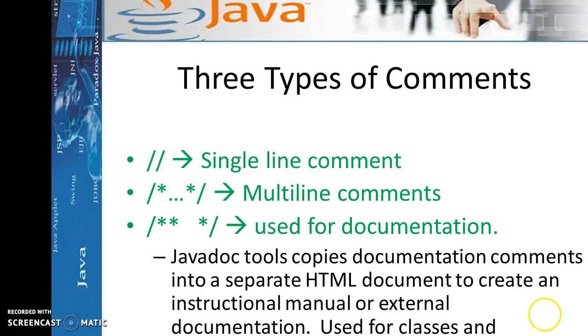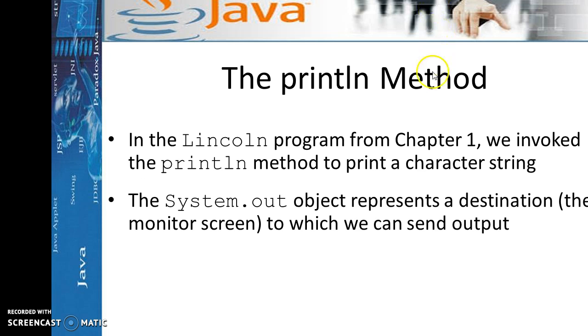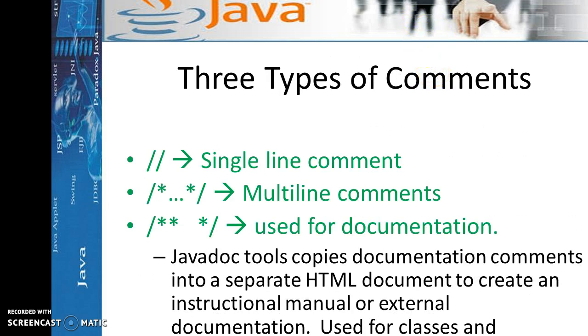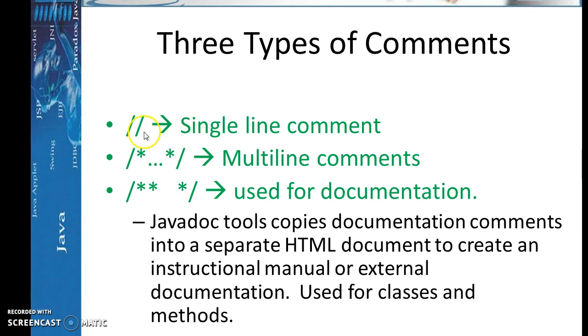Let me bring up my PowerPoint. We have 3 types of comments. We have a single line comment, which is just 2 slashes. A multi-line comment, which is a slash star, star slash. And a documentation comment, which is a slash with 2 stars and 1 star slash. And we call this the Javadoc tool. Its main purpose is to separate the comments and make an HTML document.